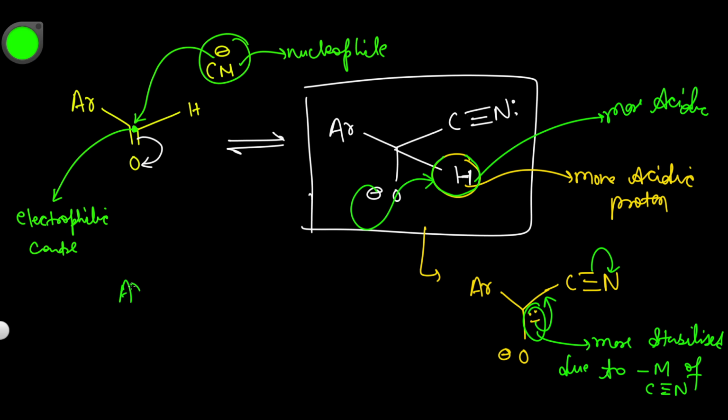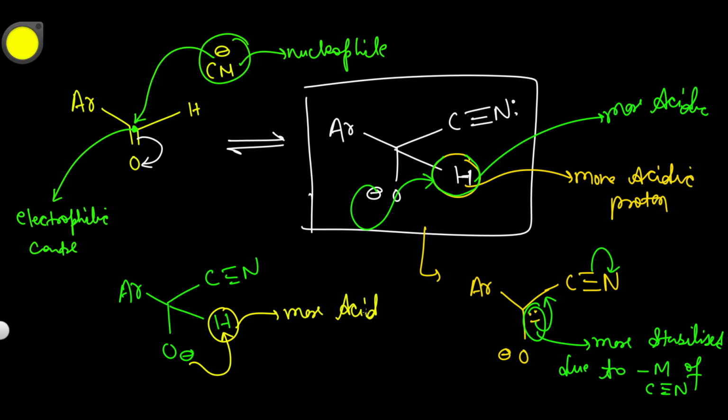So here is the Ar, and here is the O minus, and here we have CN, and here we have H. This O minus will take this proton, because this proton is a more acidic proton. And after that, let me show you on the next screen. Okay, if you want, you can take a screenshot of this whole screen.